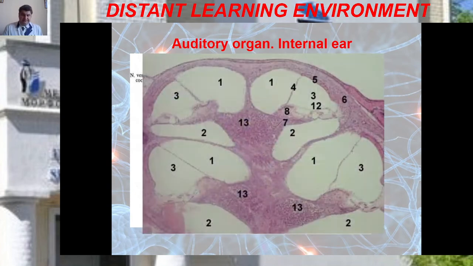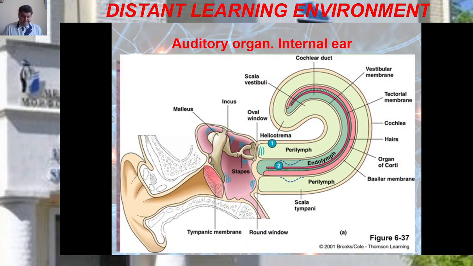So, what is the structure of the auditory analyzer? The anterior part of the membranous labyrinth, the duct of the cochlea, ductus cochlearis, enclosed in the bony cochlea, is the most vital component of the organ of hearing.